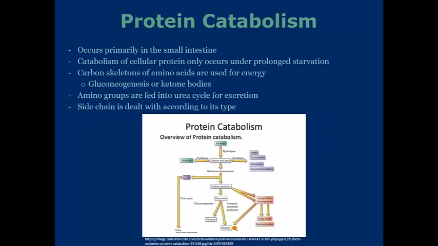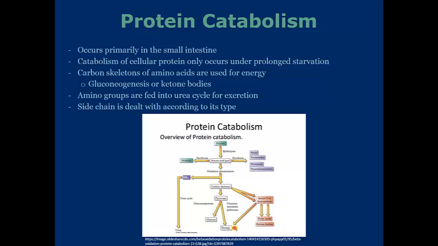Which leads to protein catabolism. This occurs primarily in the small intestines. Catabolism of cellular proteins only occurs under prolonged starvation because proteins are obviously more useful than lipids or carbohydrates, so our body's going to generally want to keep those intact instead of breaking them apart. The carbon skeletons of amino acids are often used for energy as well via gluconeogenesis or ketone bodies. Amino groups are often fed into the urea cycle for excretion after they're removed.